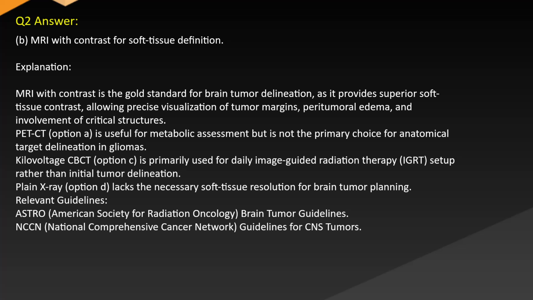PET-CT, option A, is useful for metabolic assessment but is not the primary choice for anatomical target delineation in gliomas. Kilovolt CT, option C, is primarily used for daily image-guided radiation therapy and setup rather than initial tumor delineation. Plain X-ray, option D, lacks the necessary soft tissue resolution for brain tumor planning. Relevant guidelines: American Society for Radiation Oncology Brain Tumor Guidelines, National Comprehensive Cancer Network Guidelines for CNS Tumors.